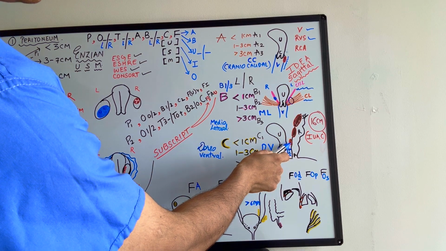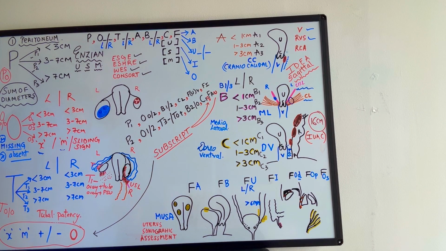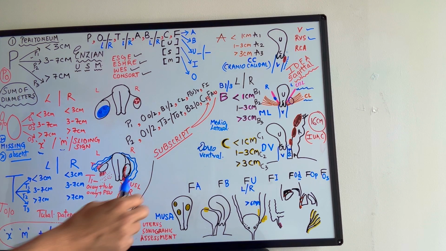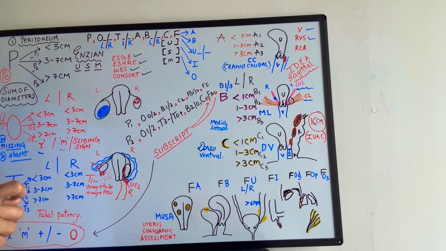So C1 stands for lesion. Let's say this lesion is around a centimeter in size. So that is C1. This lesion is around 2 centimeters in size. So that is C2. And this lesion is around 5 centimeters in size. So that is C3.